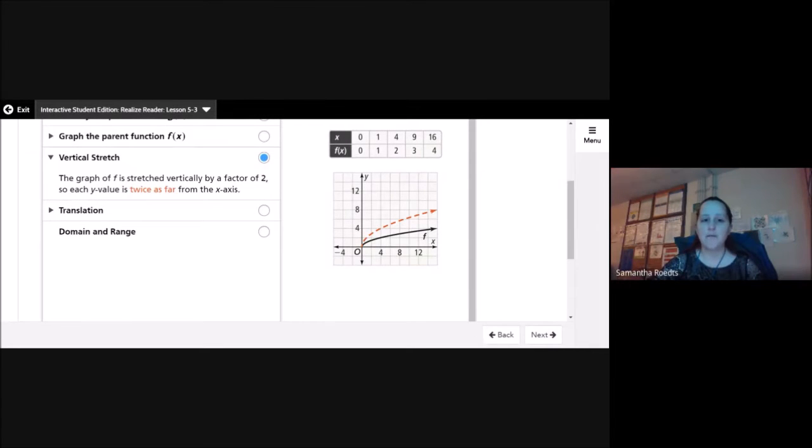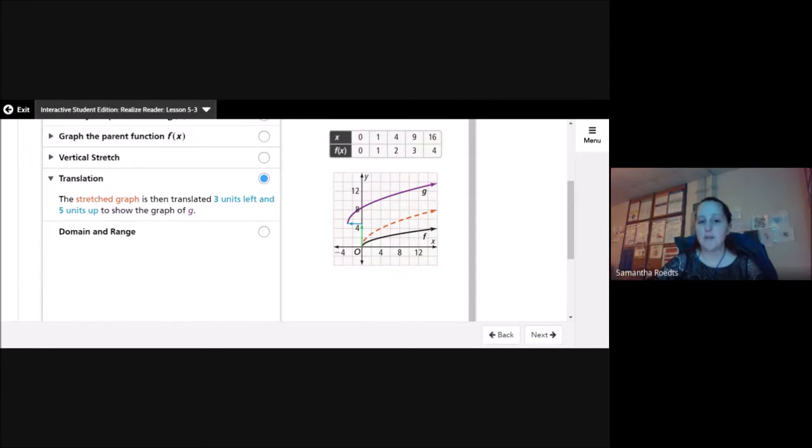Vertical stretch, the graph of f is stretched vertically by a factor of 2. So each y value is twice as far from the x-axis. The stretched graph is then translated 3 units left and 5 units up to show the graph of g.